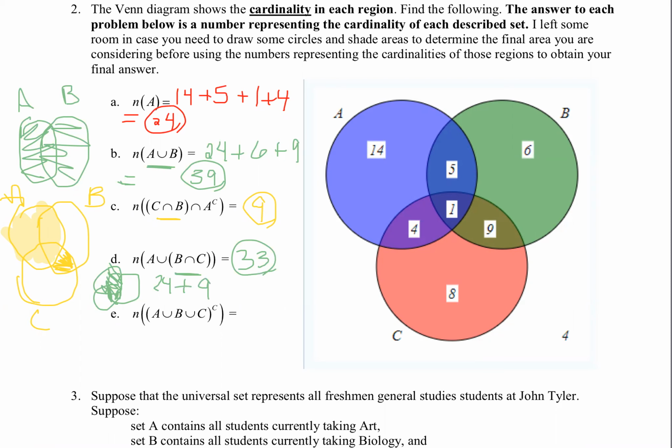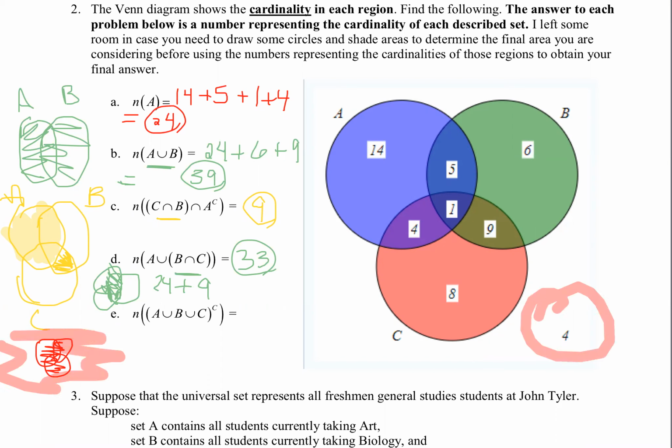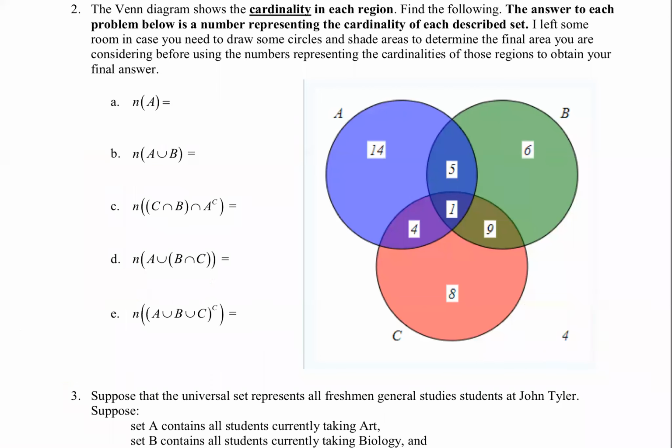And then again, a picture is going to help here. A union B union C is all of this. The complement is what's on the outside. So on the outside is a 4. All right, go ahead and pause if you need to. I'm going to erase the screen and go to our next one.